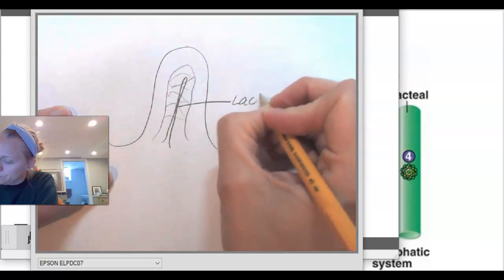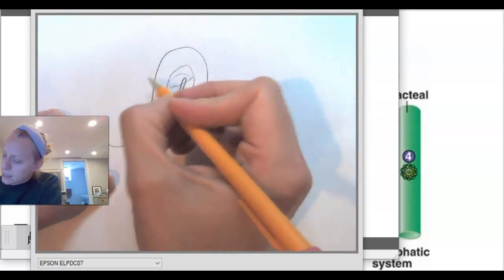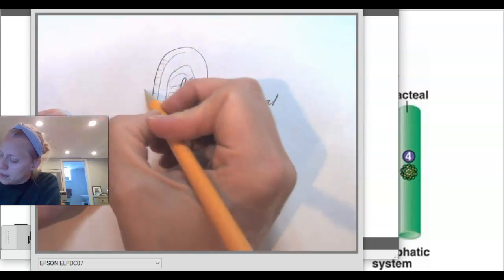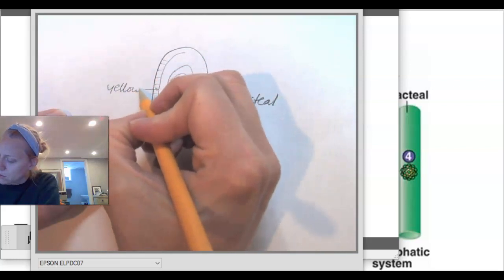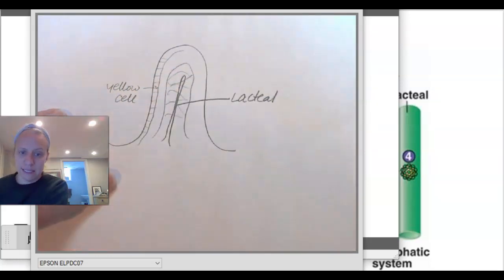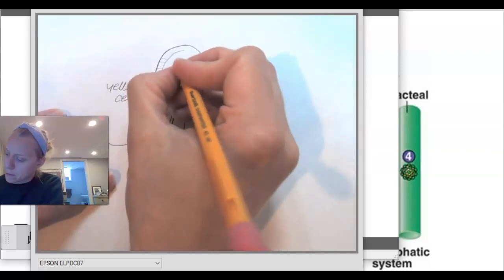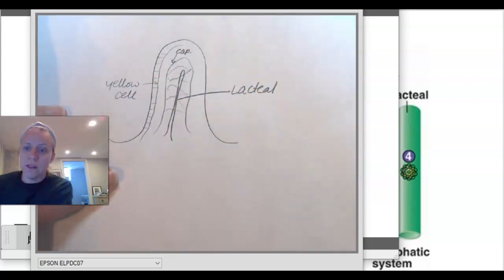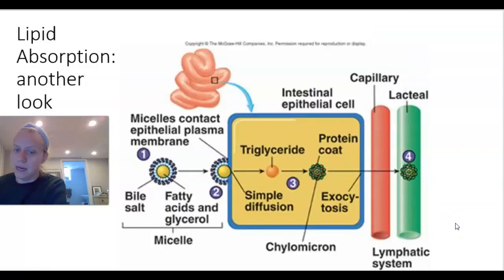This is the lacteal. What we're seeing here in this image, these are the cells. This is the yellow thing in the image, so that's the villus cell. Here's the capillary. There's the lacteal. So when we look at our image on the slide, here's the yellow cell, here's the capillary, and here's the lacteal. On this side over here, this is where the food is. This is the inside of the small intestine, the lumen of the small intestine.